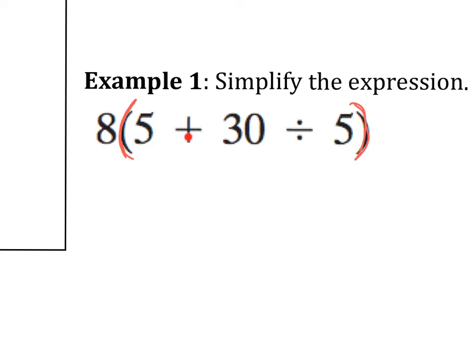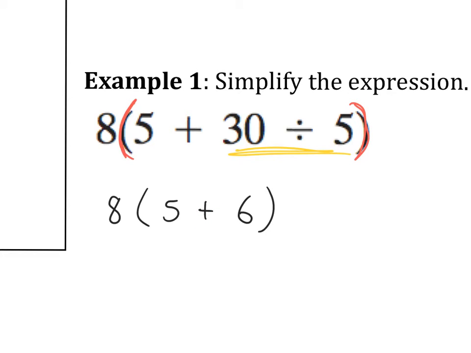Inside the group, there's no other groups, so I can ignore that. There's no exponents, so I can ignore that. So the next thing is multiplication or division. So that means this guy comes next. All right, so I'm going to rewrite everything. 8 comes down. The 5 plus the 6 comes down now. Order of operations, multiplication or division comes before the addition or subtraction.